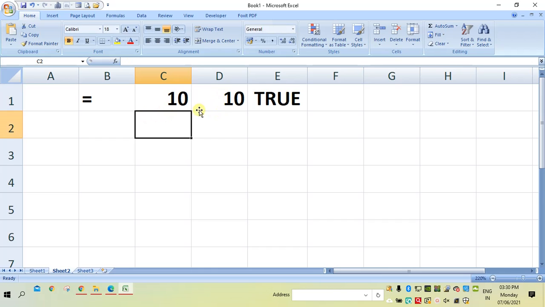So now both are not the same, therefore it will give you false. So this way we can use the equal to for comparing two cells.